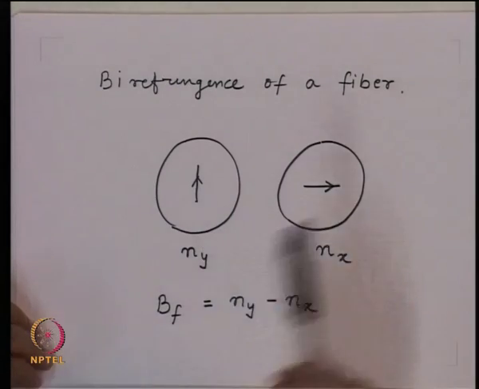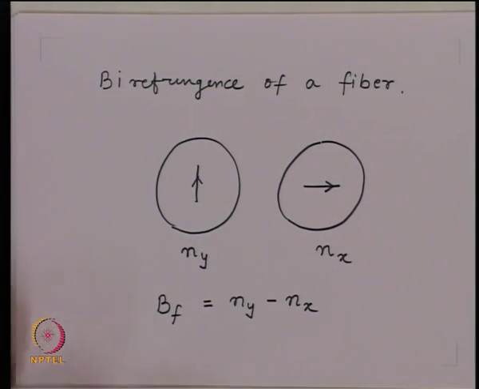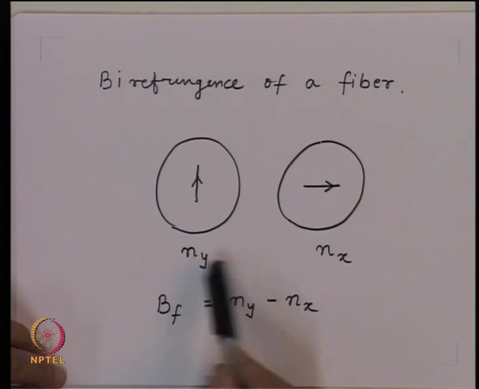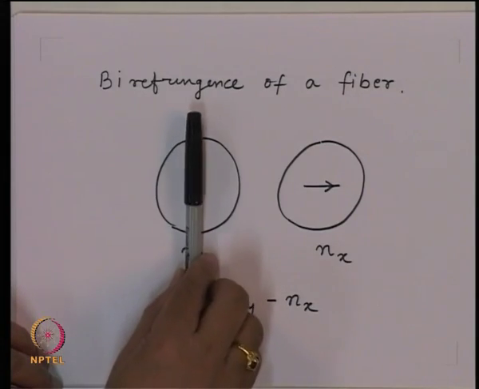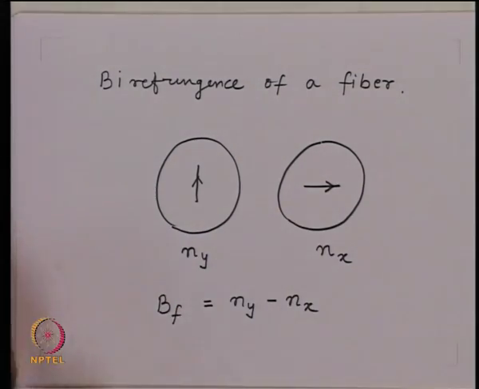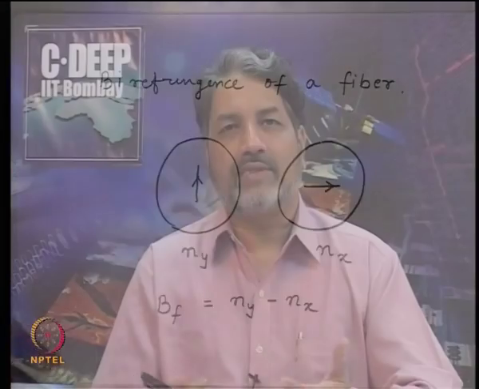As the signal travels on the fiber, this component will undergo a phase change which is beta naught into Ny, and this component will undergo a phase change which will be beta naught into Nx. And since Ny and Nx are not equal, essentially there is a phase difference between these two components now. And when there is a phase difference between the two components, the state of polarization is changed. So, if the phase difference between these two becomes 90 degrees, the polarization will become circular. Any other phase difference, you will get elliptical polarization.